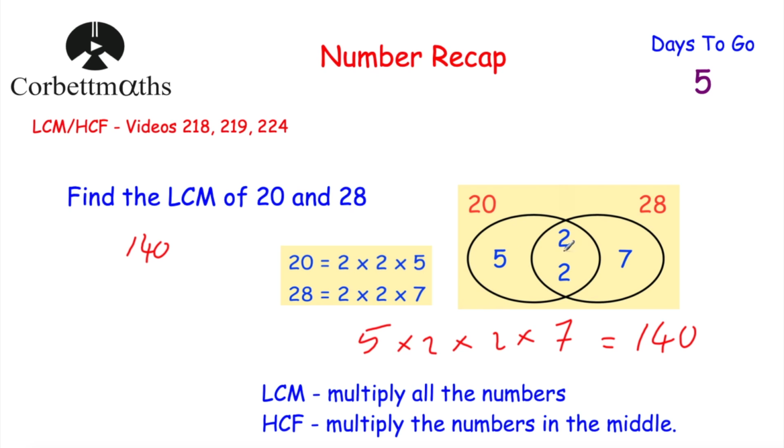So just remember, if you're doing this diagram to find the lowest common multiple and highest common factor, to find the highest common factor, you multiply the numbers in the middle, and to find the lowest common multiple, you multiply all the numbers in the diagram.